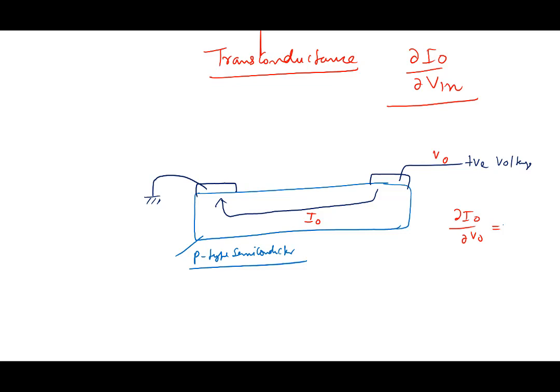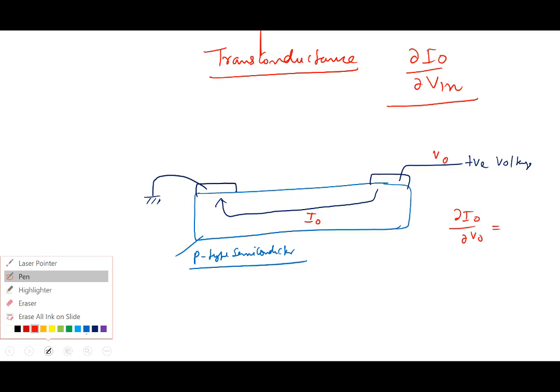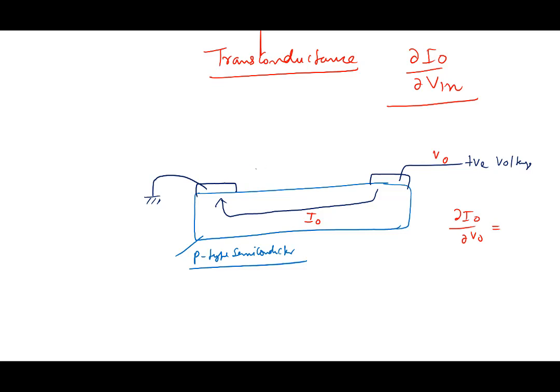Now I have to create a transconductance in this device. Suppose now I do the following, just a hypothetical device. I take a plate here and apply a voltage to it. For the moment, let's say there's an air gap, but place this plate fairly close to the top surface of the semiconductor.